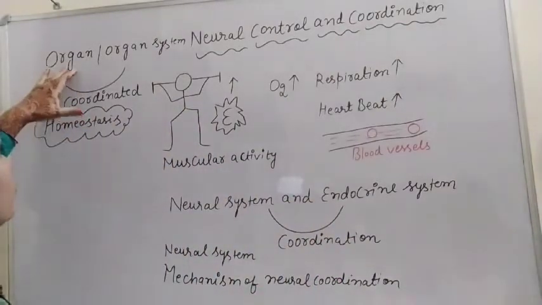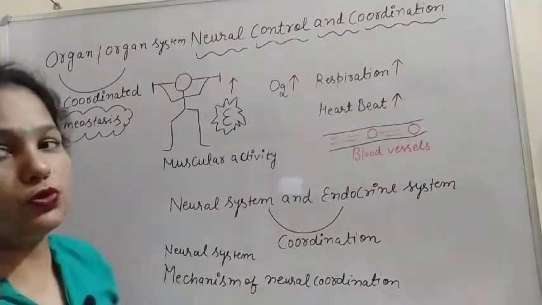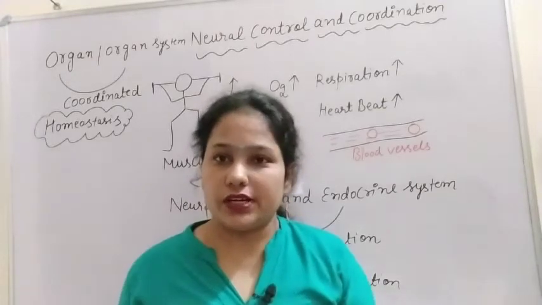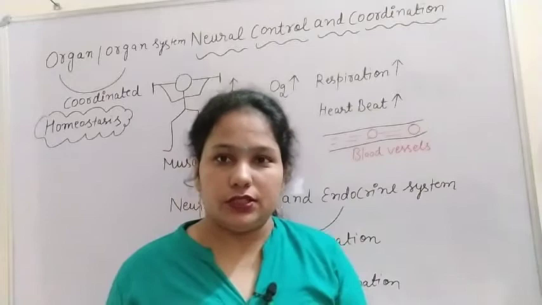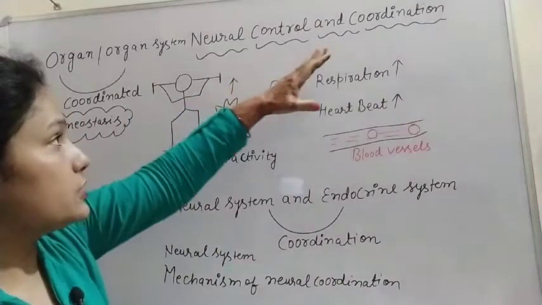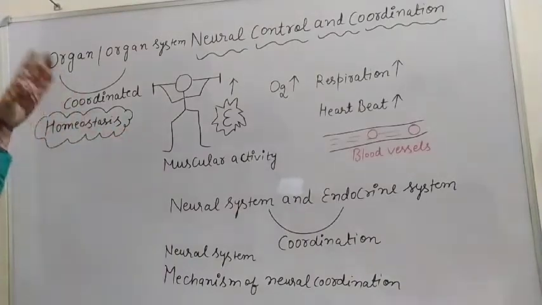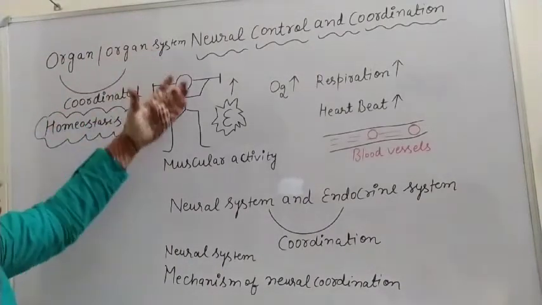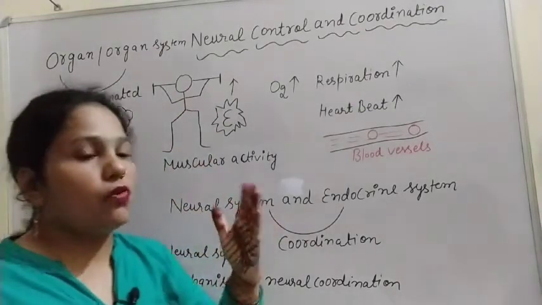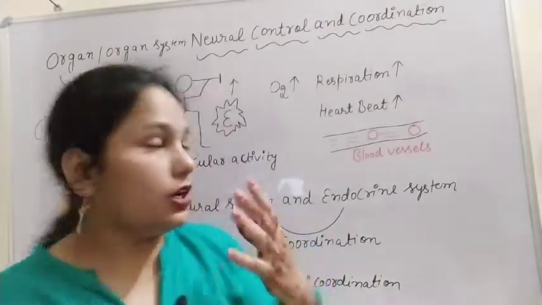So the organ and the organ system, they both coordinate in such a way to maintain homeostasis. So what is homeostasis? Homeostasis is the constant internal condition in our body. Now how is this coordination done? What is coordination? Coordination means the different types of organ systems in our body work in such a way that the function of the first is affected or controlled by the other.